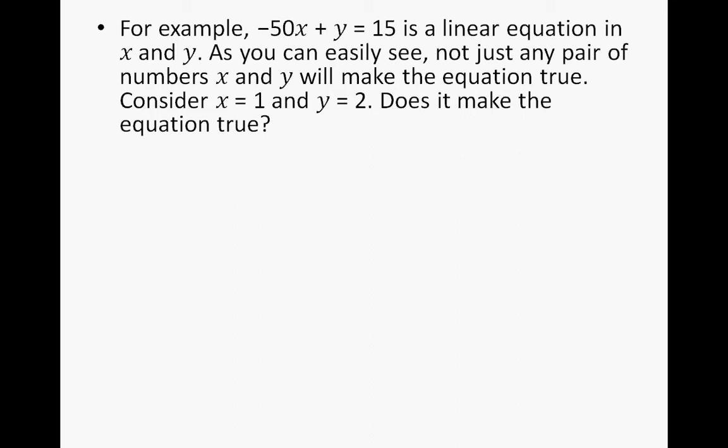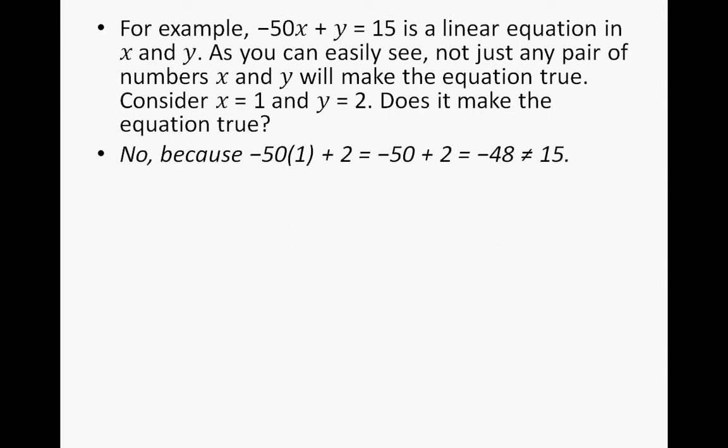As you can easily see, not just any pair of numbers, x and y, will make the equation true. Consider x equaling 1 and y equaling 2. Does this make the equation true? No, because negative 50 times 1 plus 2 is negative 50 plus 2, which is equal to negative 48, which is not equal to 15.